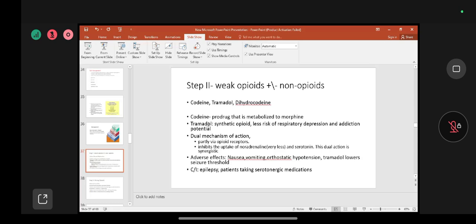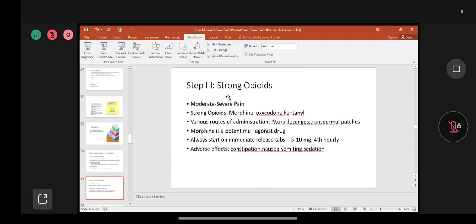Tramadol is a synthetic opioid with less risk of respiratory depression and addiction potential. It has a dual action mechanism, partially via opioid receptors and by inhibiting the uptake of noradrenaline and serotonin, and this dual action is synergistic. Adverse effects include nausea, vomiting, and orthostatic hypotension. Tramadol is contraindicated in epilepsy and in patients taking serotonergic medications.